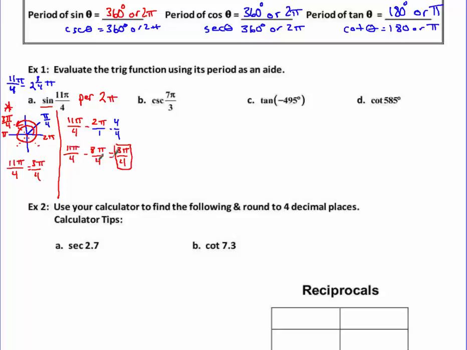This is how to do it with algebra, and this is how to do it by drawing a picture. But you'll see on some of these big ones, like this one over here, 585, we don't want to draw a picture for that. We'd have to make a bunch of loops. So our sine of 11 pi over 4 equals the sine of 3 pi over 4. We can look on our unit circle and see that that is the square root of 2 over 2. So the sine of 11 pi over 4 equals the square root of 2 over 2.